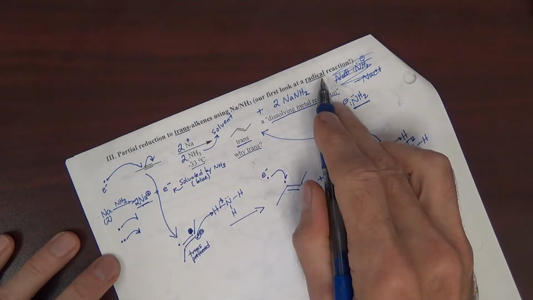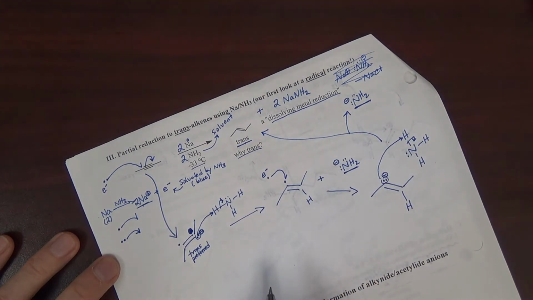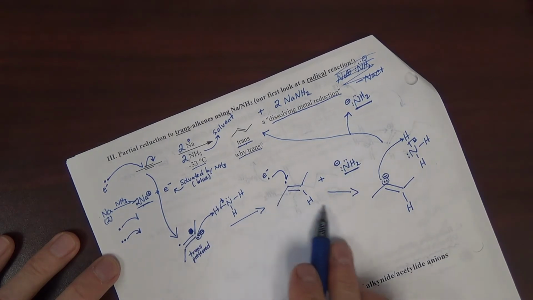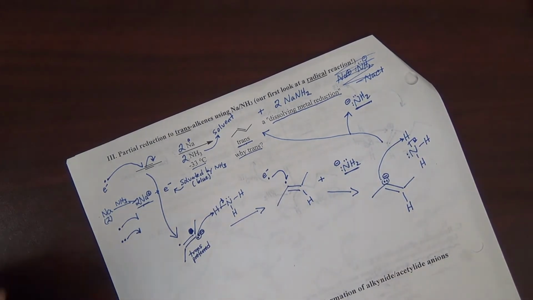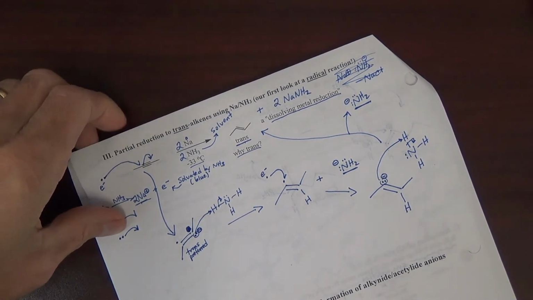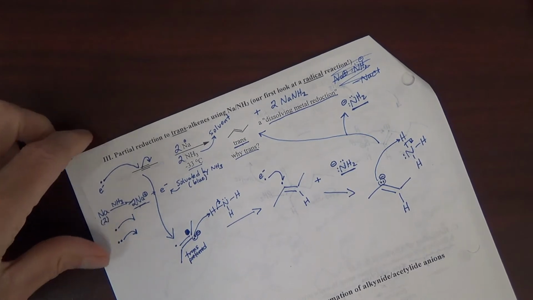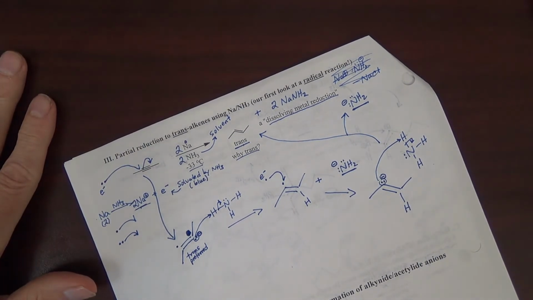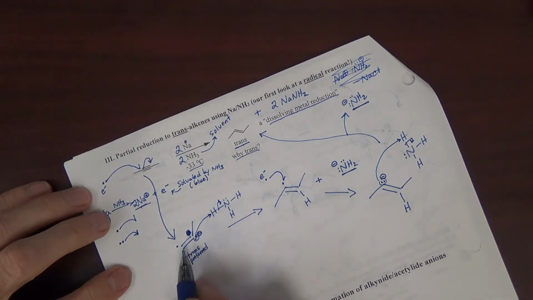Again, it's our first look at a radical reaction. But it's not completely radical. It's a mixture of radicals and ions. In some cases, we may see radical reactions where everything is radicals and there are no ions. But we do have ions here.